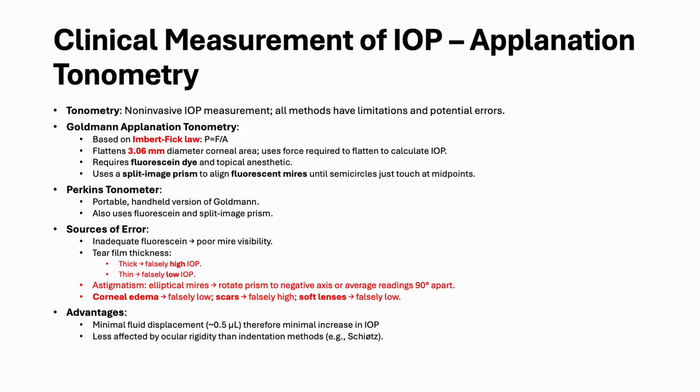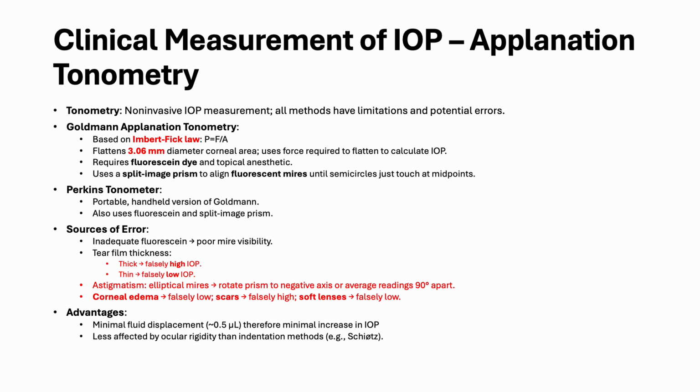Now that we've discussed how intraocular pressure fluctuates and contributes to glaucoma progression, let's turn our attention to how we actually measure it in clinic. Tonometry refers to non-invasive measurement of IOP, and while it's a critical tool, it's not without limitations and potential sources of error. The gold standard is Goldmann applanation tonometry, which is based on the Imbert-Fick law.